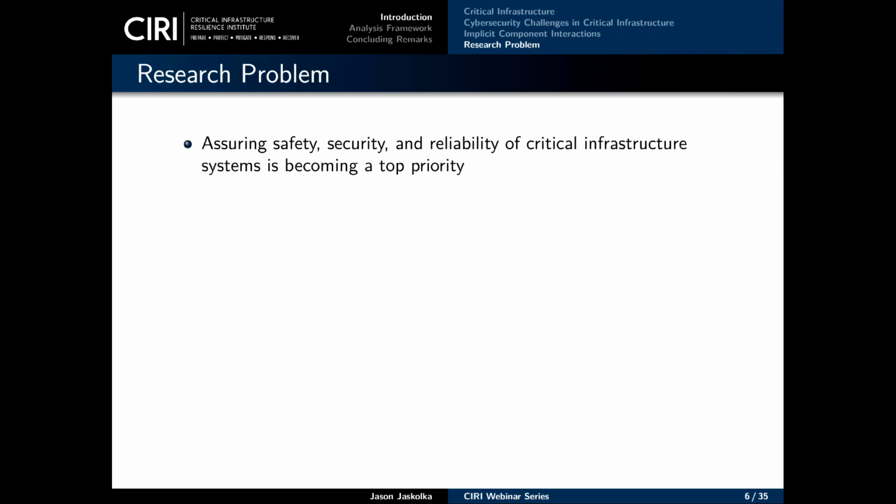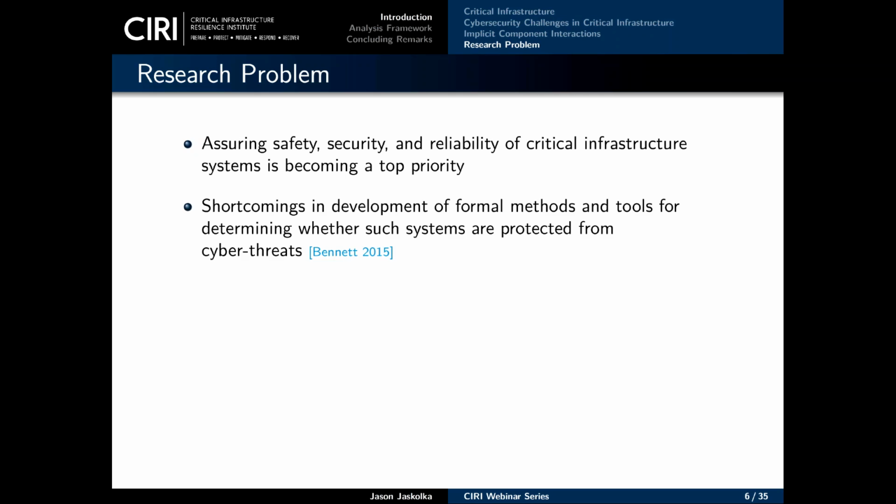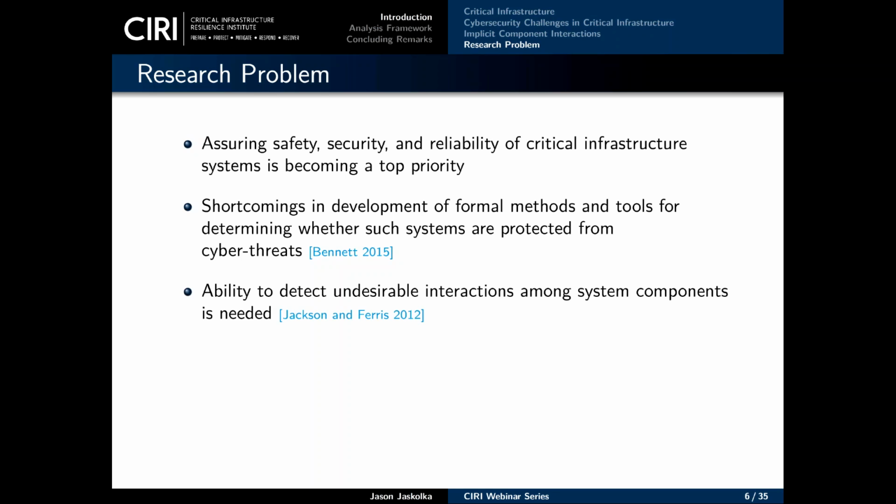systems is among the top priorities of any federal, local, state governments, owners and operators of critical infrastructures. And what we find is that there are shortcomings in the development of formal and rigorous approaches and tools for really determining whether these critical infrastructure systems are protected from cyber threats. So there's a real gap in the way that we are able to evaluate our systems to determine whether they're protected from cyber threats. And we find in the literature as well that there's really this inability to detect these kinds of undesirable interactions among our system components.